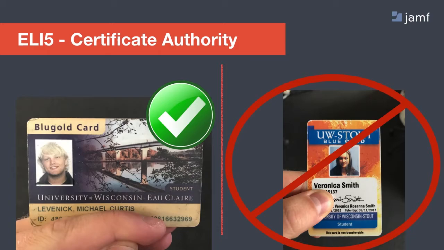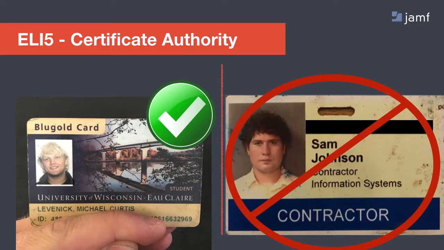So we have to tell our devices who they can trust. On the same note, just because Sam Johnson, VP of Customer Service at Jamf, has a badge that says contractor, doesn't mean that he should be able to show up at UW Eau Claire and be inherently trusted there. So with that knowledge in mind, we're going to jump back and look at how this actually affects Jamf Pro 9.98.